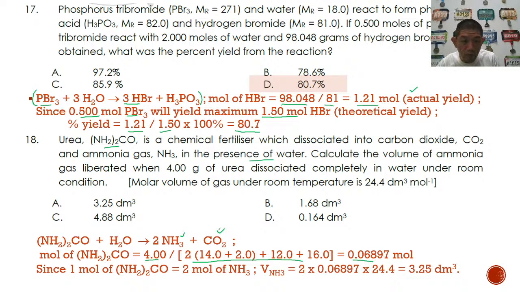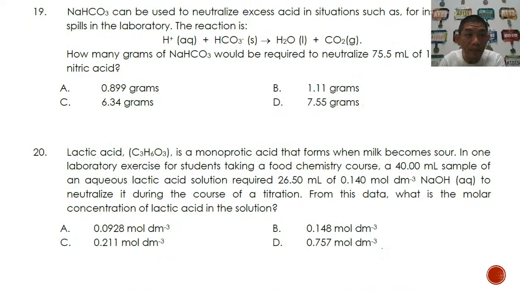So you get 0.06897. So stoichiometrically, from the equation, 1 mole of urea gives 2 mole of ammonia. So the volume of the ammonia is 2 times 0.06897 times 24.4. Press your calculator, eventually you can get the volume of the ammonia is 3.25 decimeter cube. So this will make your answer equal to A. Then we go to question number 19.